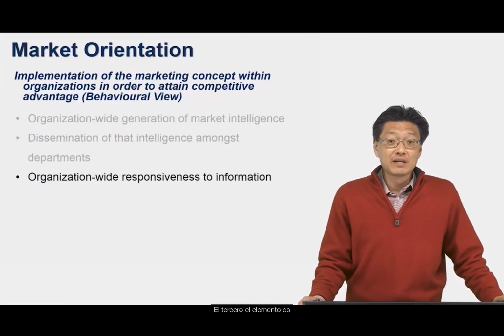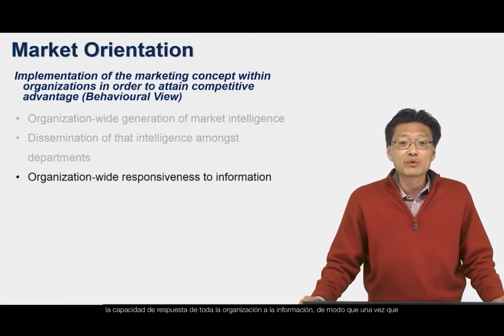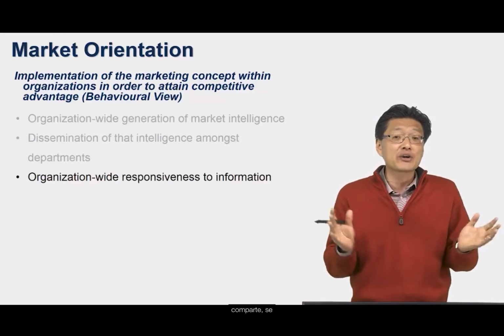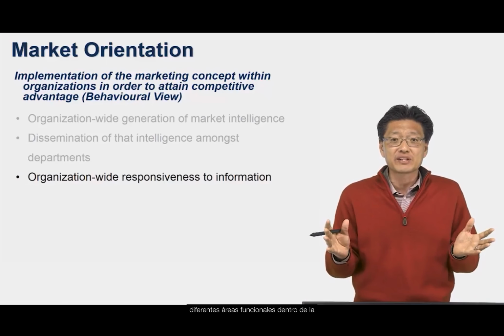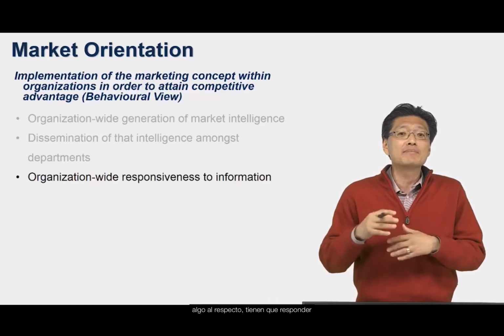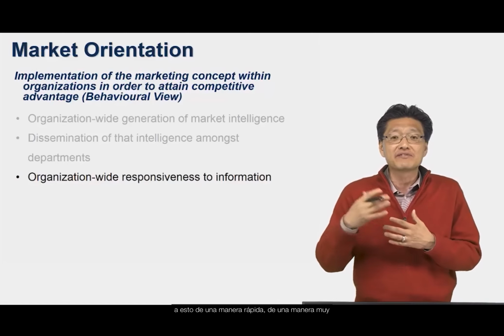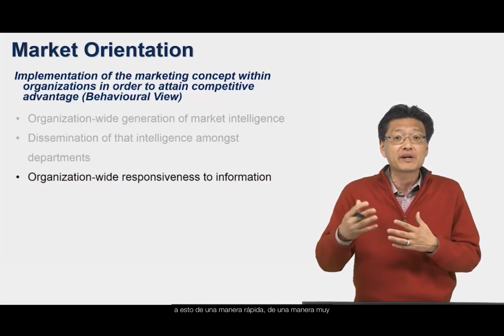The third element is organization-wide responsiveness to information. So once the information is disseminated, it's shared, it's communicated amongst different personnel, different functional areas within the organization have to do something about it. They have to respond to this in a quick manner, in a very responsive manner, in terms of improved services, in terms of upgraded products, in terms of making the process more efficient and effective.